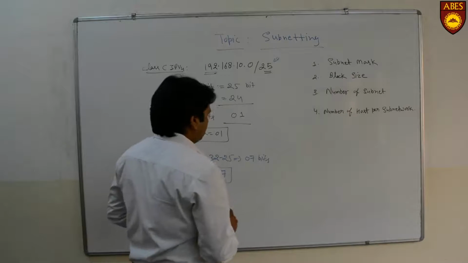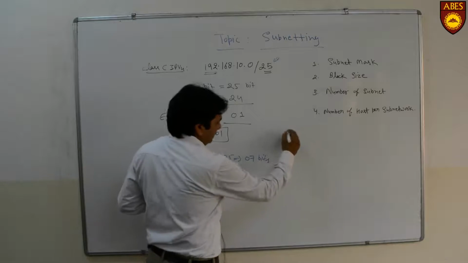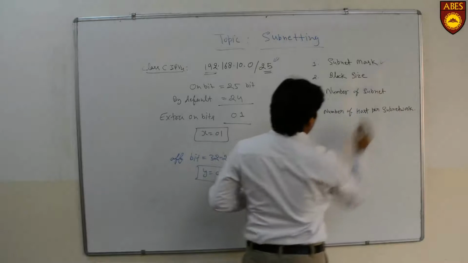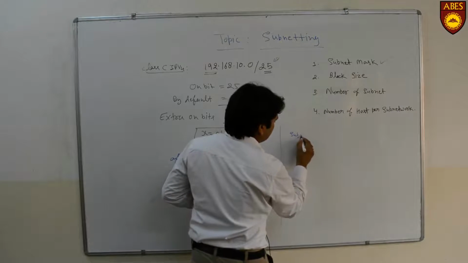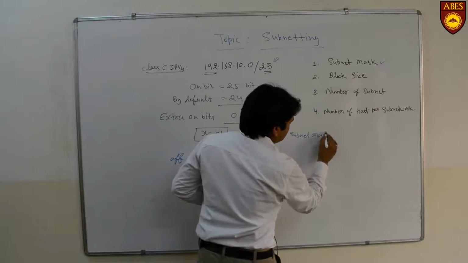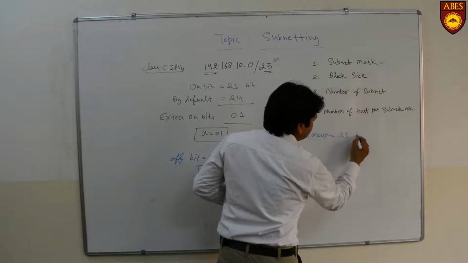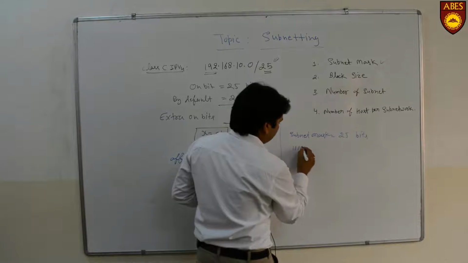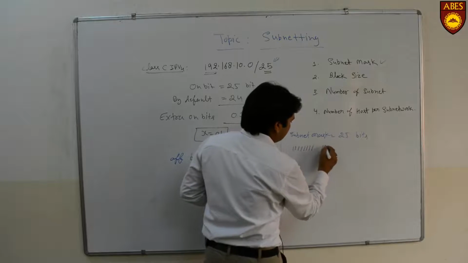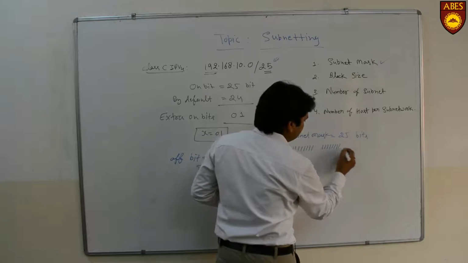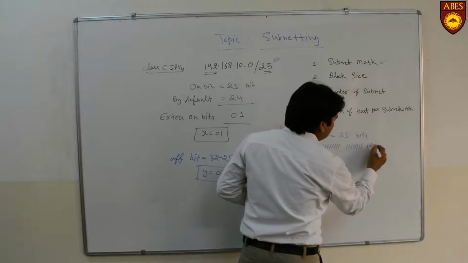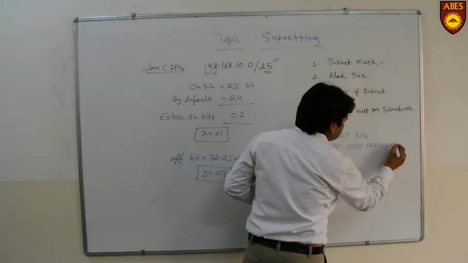Now we calculate the first problem, the subnet mask. How to calculate the subnet mask? The subnet mask is 25 bits. Write down 25 ones: 1, 2, 3, 4, 5, 6, 7, 8, and again 8, and again 8, and then 1, 2, 3, 4, 5, 6, 7.